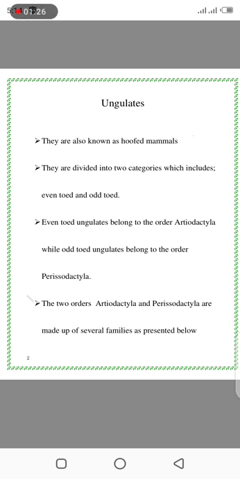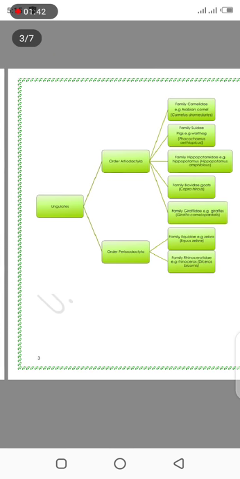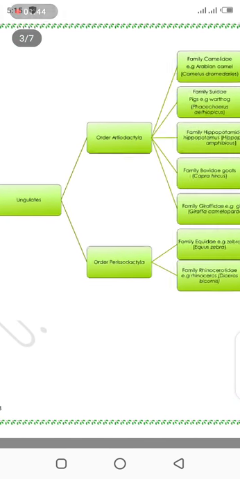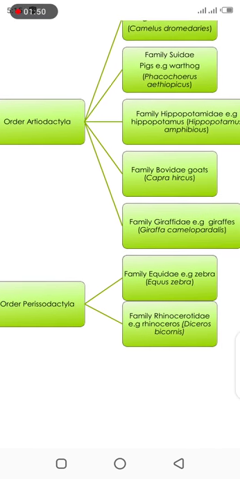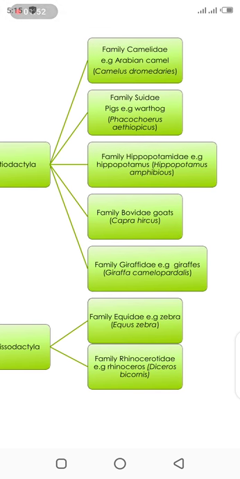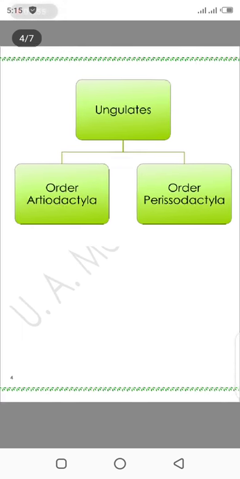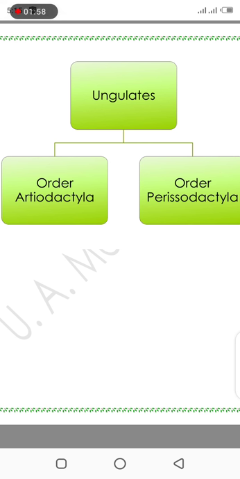The even-toed ungulates belong to the order Artiodactyla, while the odd-toed ungulates belong to the order Perissodactyla. These two important orders are basically subdivided into several families as presented below. This flowchart shows how ungulates are divided into two orders, and the orders are divided into various families. Now, let's look at them closer. This is ungulates divided into two, Artiodactyla and Perissodactyla.